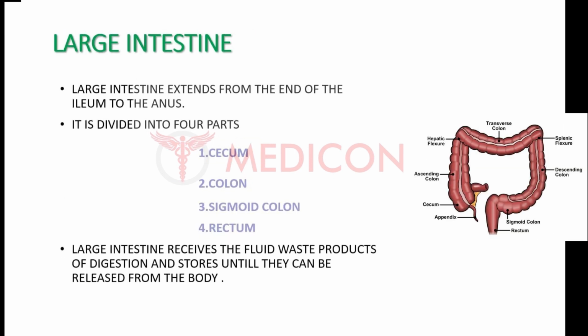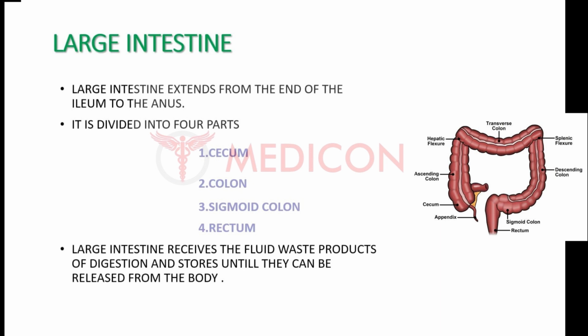Large intestine. The large intestine extends from the end of the ileum to the anus. It is divided into 4 parts: cecum, colon, sigmoid colon, and rectum. The cecum is a pouch on the right side that attaches to the ileum by the ileocecal valve. The appendix hangs from the cecum. The appendix has no clear function, but it causes problems when inflamed and infected.